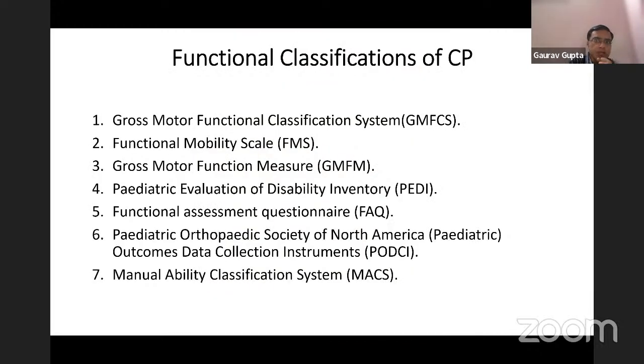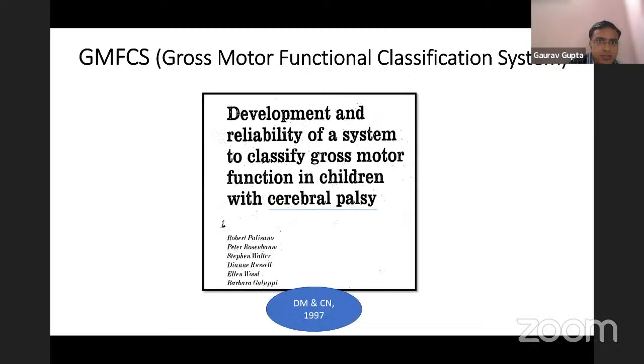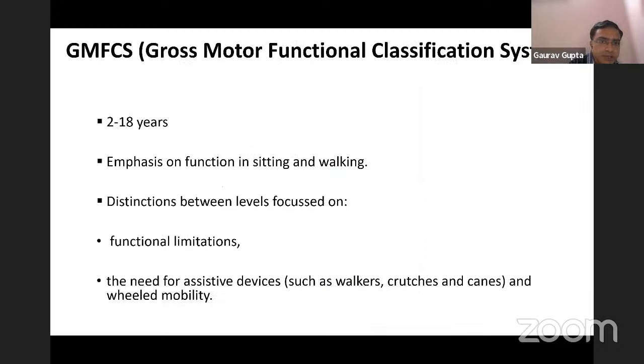And there is a functional classification based on the function of the child. There are seven functional classifications, but the most common ones used are the Gross Motor Function Classification System, or the GMFCS, and the Functional Mobility Scale, or the FMS. GMFCS was given by Robert Palisano et al. in 1997, and it is mainly used to classify kids from 2 to 18 years of age. Here the emphasis is on function in sitting and walking.